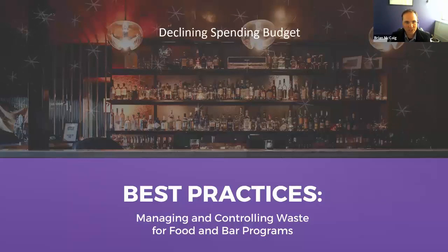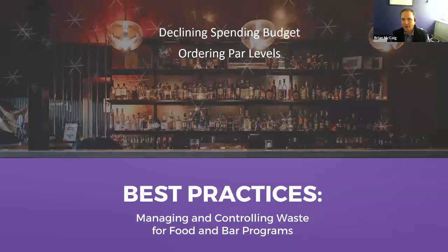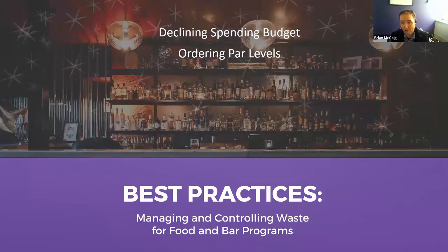So Sid mentioned it already, but a declining spending budget and ordering par levels kind of go together, right? And I want your order writers making their own par levels and factoring in what the sales forecast calls for. So first thing is get the whole team involved in forecasting and then make sure those order writers know those pars should be as fluid as your sales are fluid.